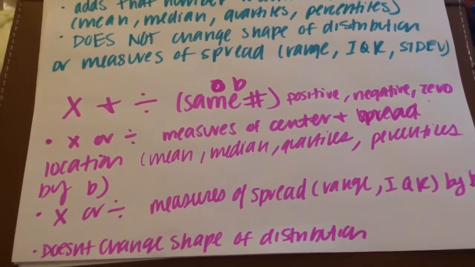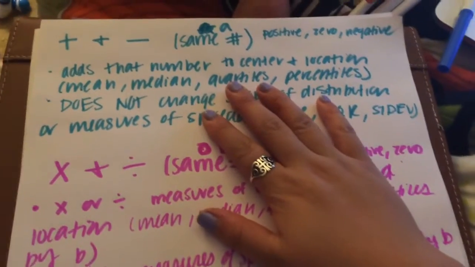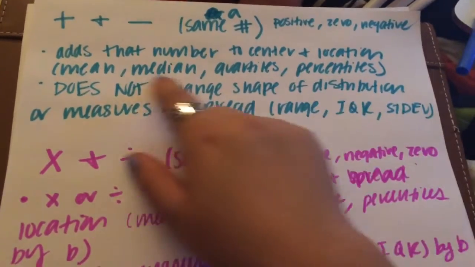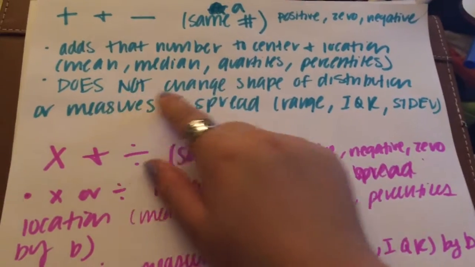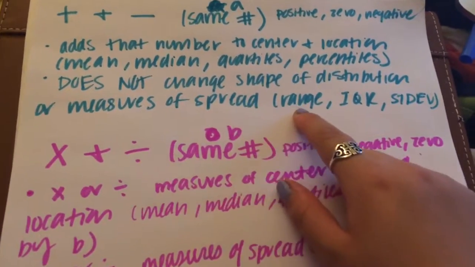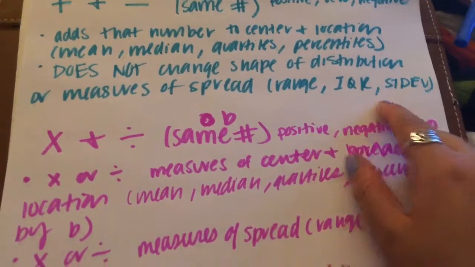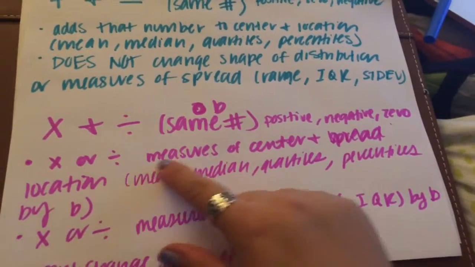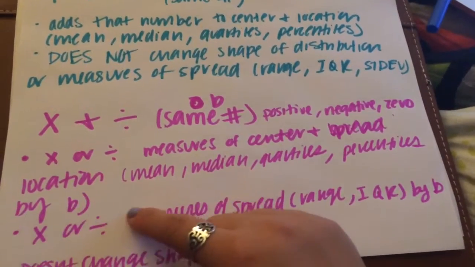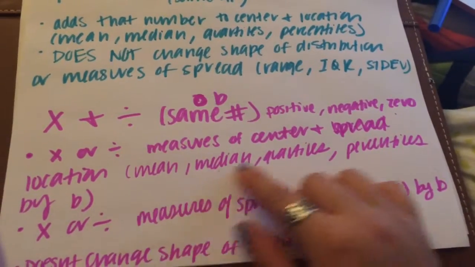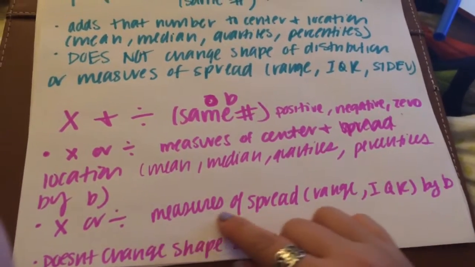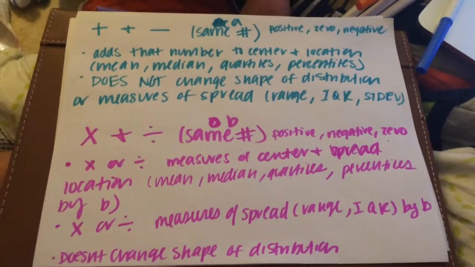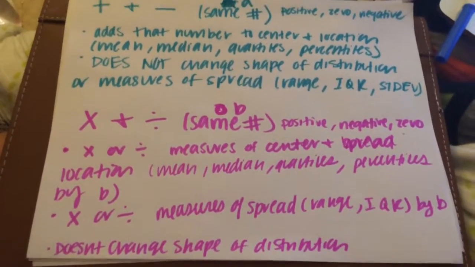So it's very similar to this, and as a review, if you add and subtract that number to center and location, the mean, median, quartiles, percentiles, it does not change the shape of the distribution or measures of spread, range, IQR, standard deviation. But with multiplying and dividing by b, measures of center and location are multiplied by b, mean, median, quartiles, percentiles, and it also does not change the shape of the distribution.